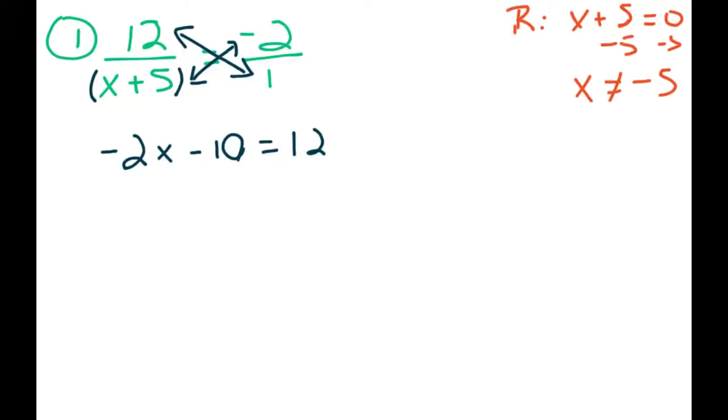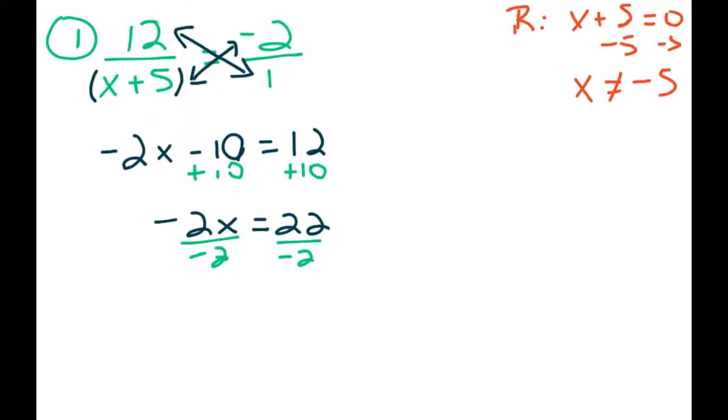Well, at this point I have a nice beautiful little linear equation, so I'm just going to solve for x. I am going to add 10 to both sides, and I get negative 2x equals 22. Now I'm going to divide both sides by negative 2, and that gives me x equals negative 11.